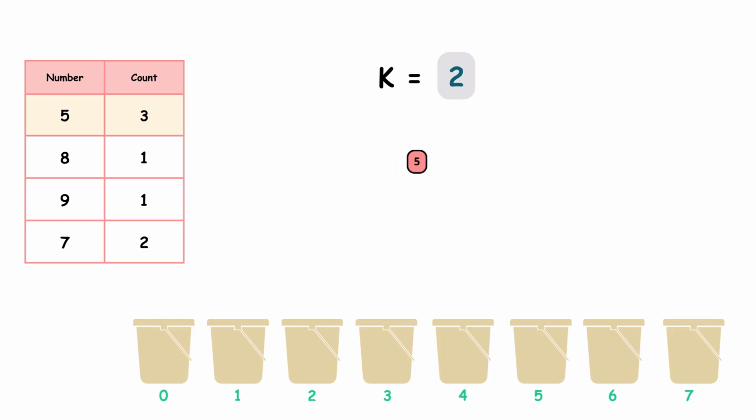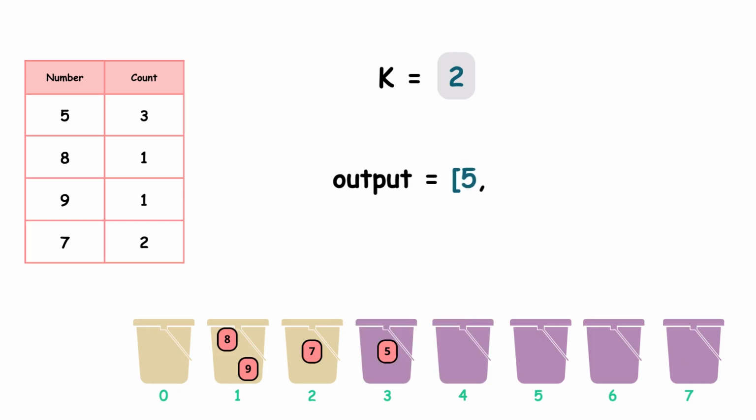The number 5 appears 3 times, goes into bucket 3. Number 8 appears once, goes into bucket 1. Same for number 9, into bucket 1. And number 7 appears twice, into bucket 2. Everything is placed. We just walk through the buckets in the reverse order from the highest count to the lowest and collect numbers until we get our top k most frequent elements.